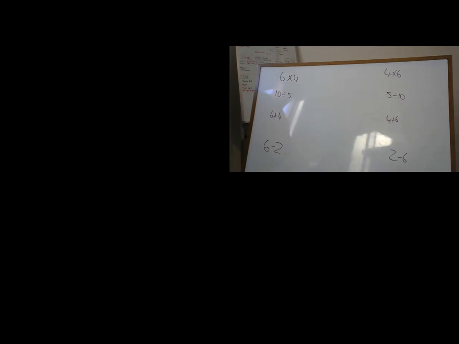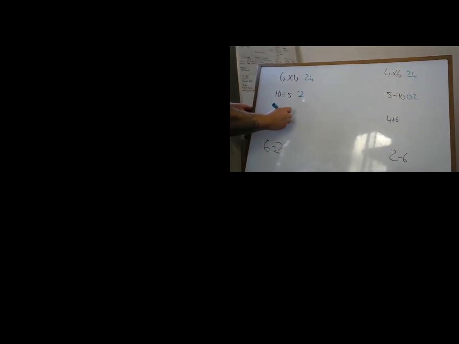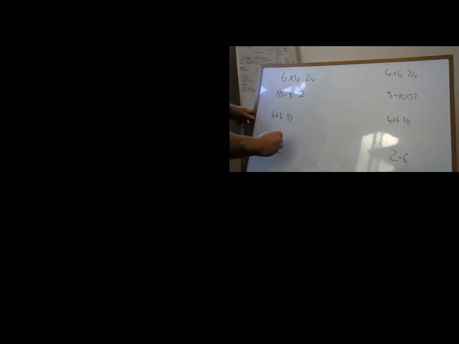So 6 times 4 is 24. Obviously. 4 times 6 is also 24. 10 divided by 5 is 2. 5 divided by 10 is 0.2. 6 plus 4 is 10. 4 plus 6 is 10. 6 minus 2 is 4. 2 minus 6 is minus 4.